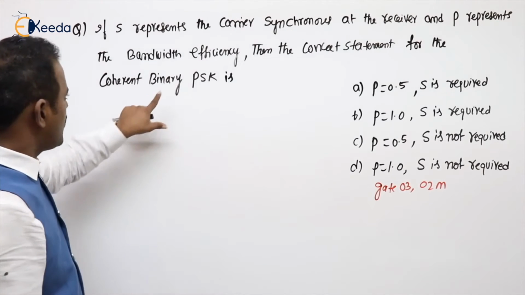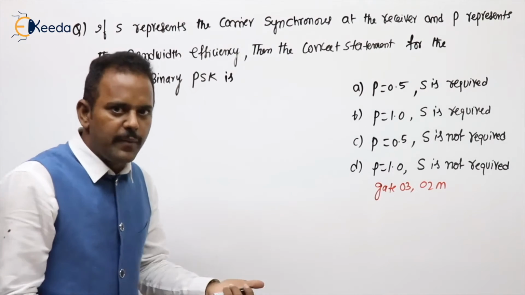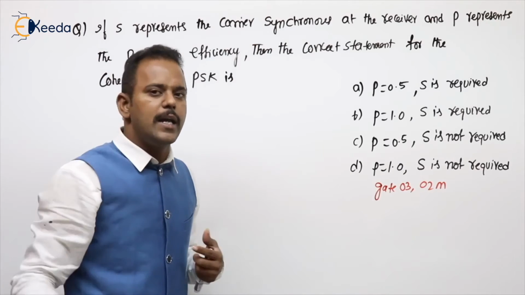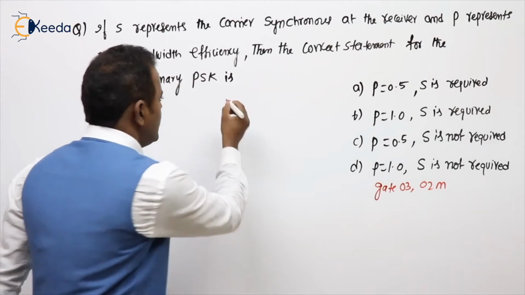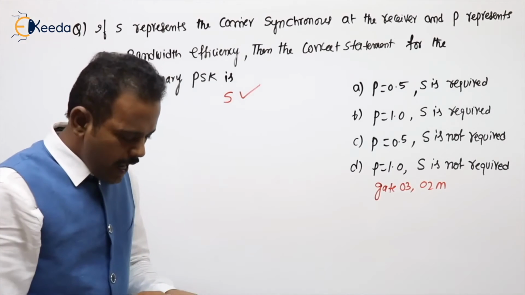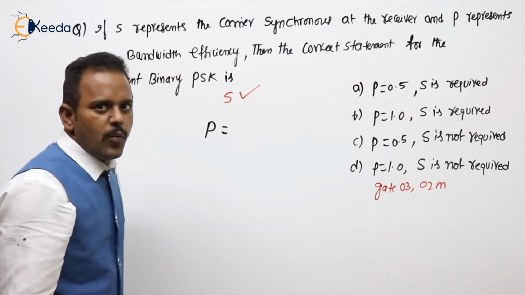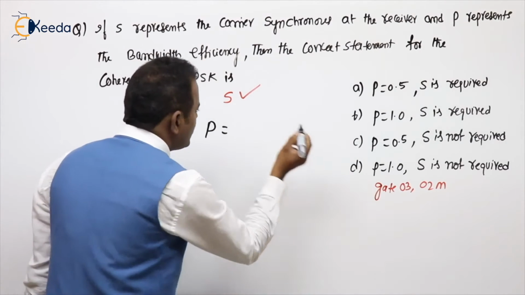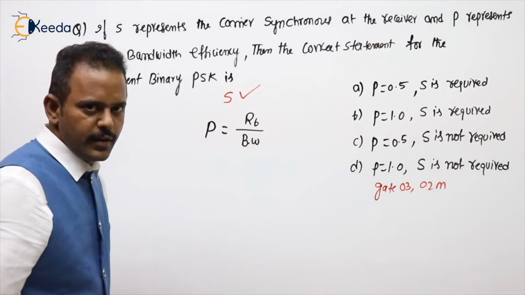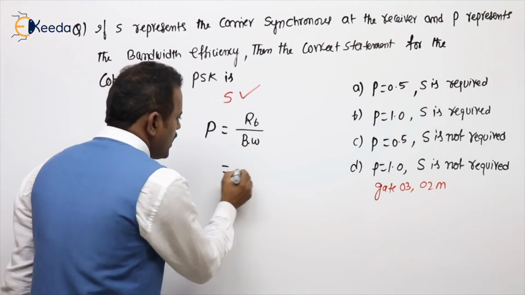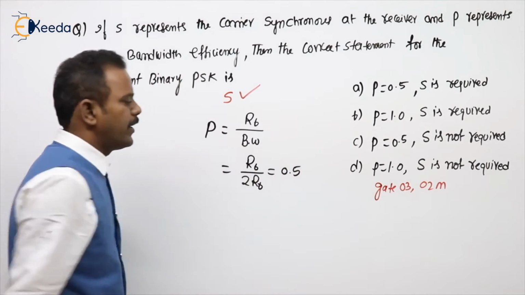We already know that for coherent binary PSK, synchronization is needed. To avoid this difficulty itself, we go to DPSK. Anyhow, in binary PSK, synchronization is required, so S is required. And what is P, sir? P is about the bandwidth efficiency. What is the bandwidth efficiency? Bandwidth efficiency is nothing but Rb by the bandwidth of that signal. So Rb by what is the bandwidth? Bandwidth is 2Rb. It is nothing but 0.5.